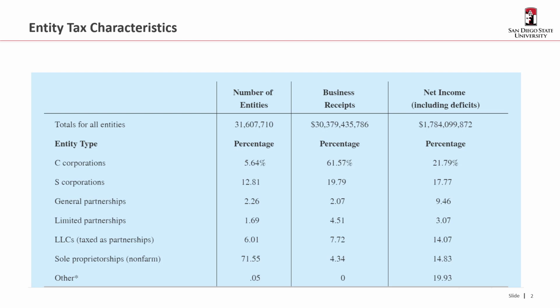Everything else is pretty consistent until you get down to sole proprietorships. So you can see that the sole proprietorship is far and away the most popular form of business entity, with almost 72% of all entities being sole proprietorships. However, they only represent about 4% of business receipts and only about 15% of reported net income.